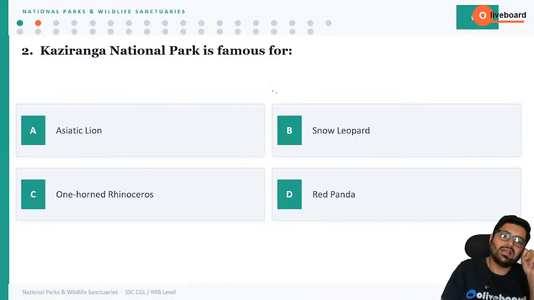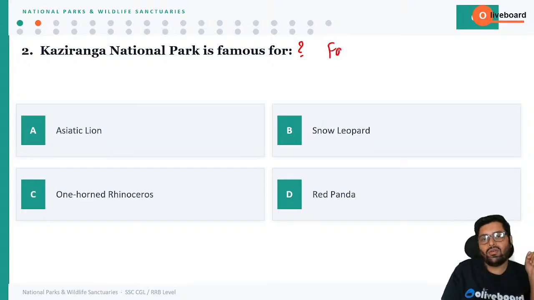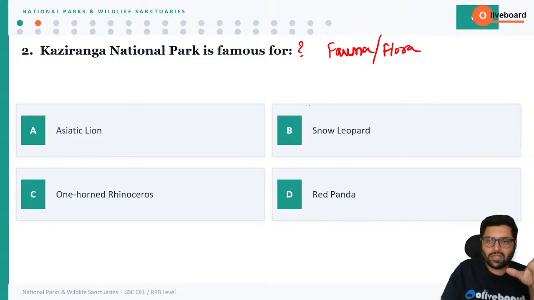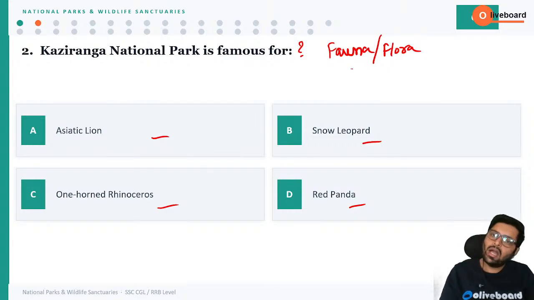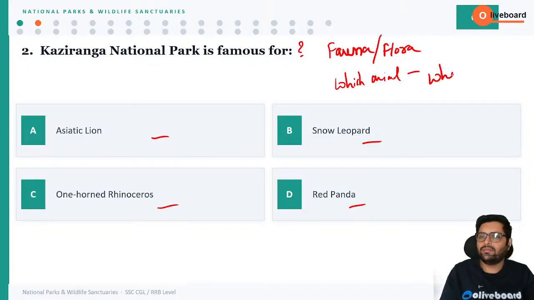Next, Kaziranga National Park is famous for, see, a fauna question came, no? I told you, flora or fauna, anyone will come. So now a fauna question. Kaziranga National Park is famous for what? Is it for snow leopard, red panda, one-horned rhinoceros, or Asiatic lion? You should have some basic idea about which animal is found where.